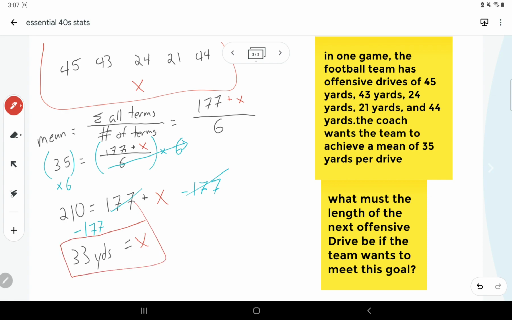So there's your answer. So if the coach wanted a mean drive length of 35 yards, then the next one must be 33 yards. So there's two ways that we use arithmetic mean, either starting with a complete data set to find the mean, or starting with an incomplete data set and the mean to complete the data set. All with the same formula, just working forwards or backwards.